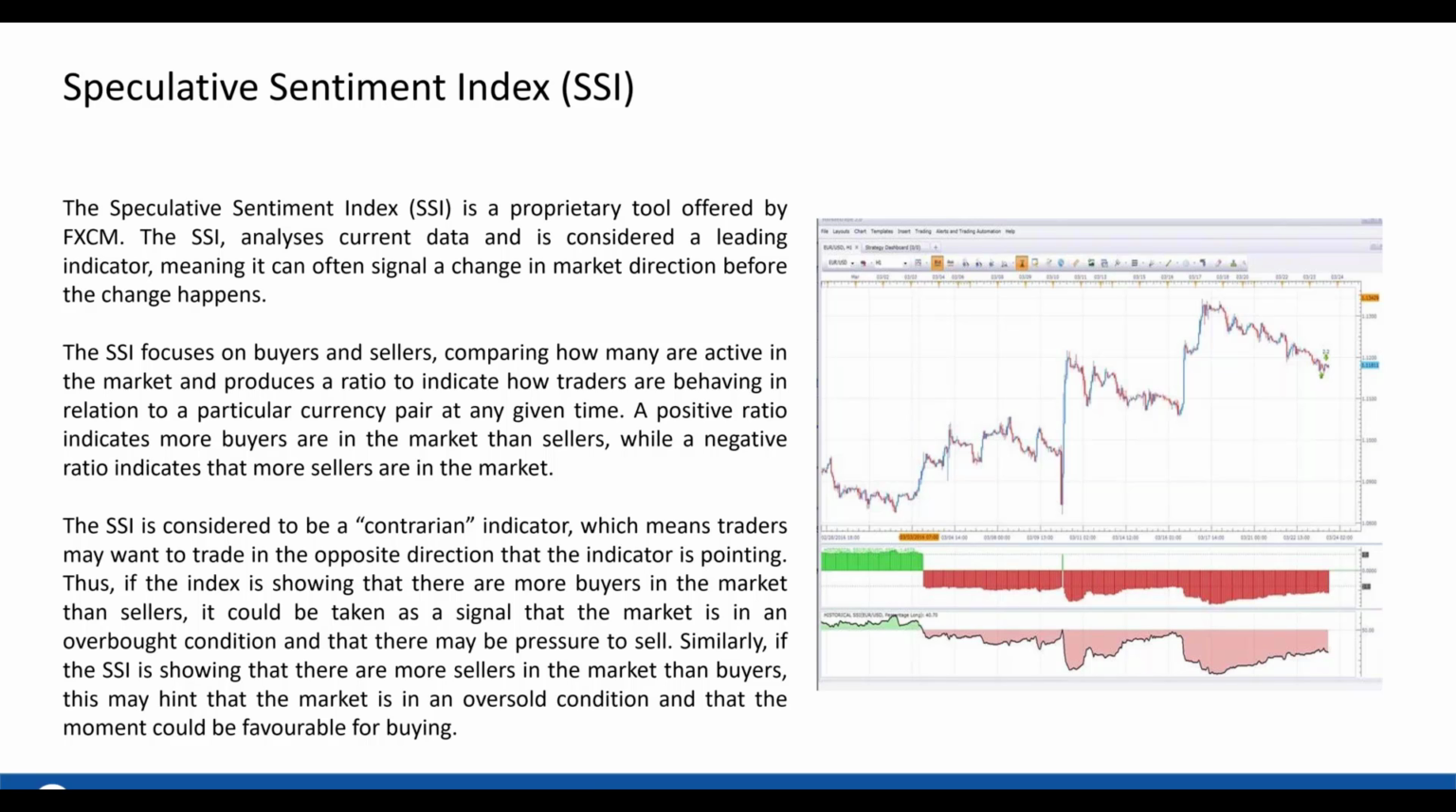Thus, if the index is showing that there are more buyers in the market than sellers, it could be taken as a signal that the market is in an overbought condition and that there may be pressure to sell. Similarly, if the SSI is showing that there are more sellers in the market than buyers, this may hint that the market is in an oversold condition and that the moment could be favorable for buying.